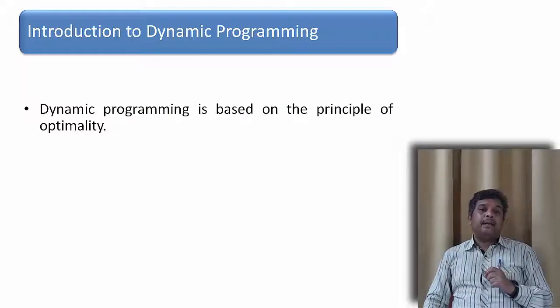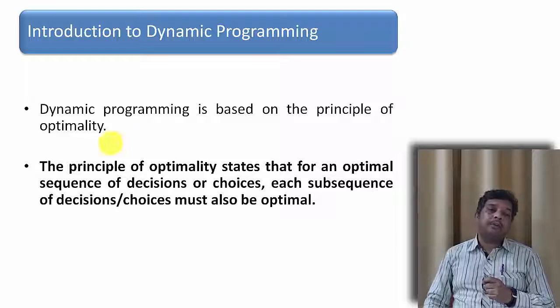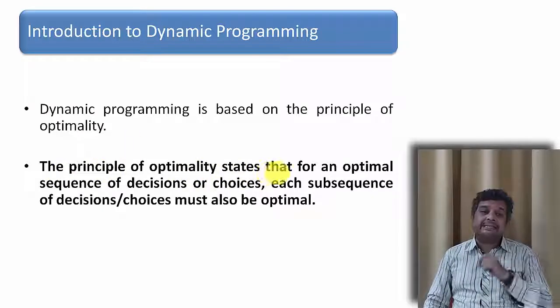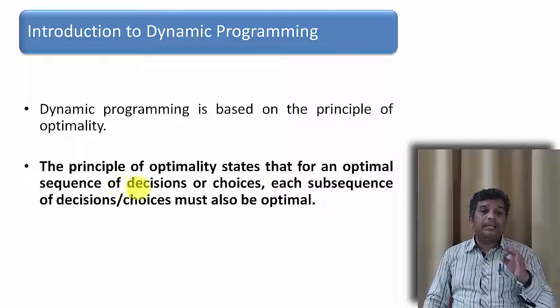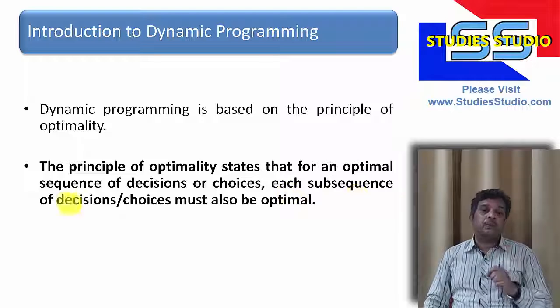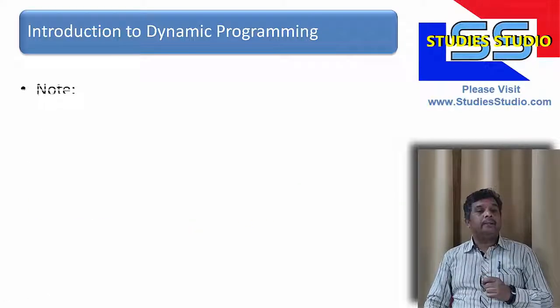Dynamic programming is based on the principle of optimality. What is that? The principle of optimality states that for an optimal sequence of decisions or choices, each subsequence of decisions or choices must also be optimal.